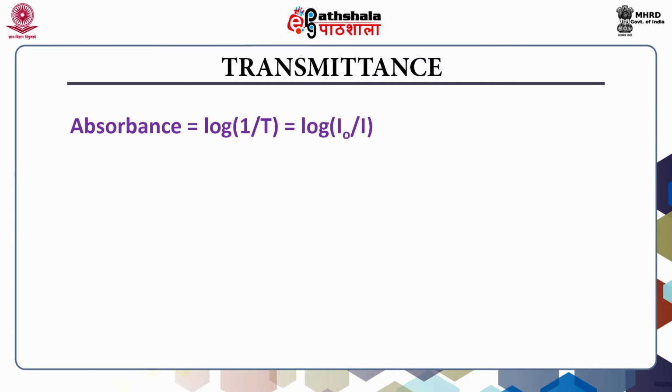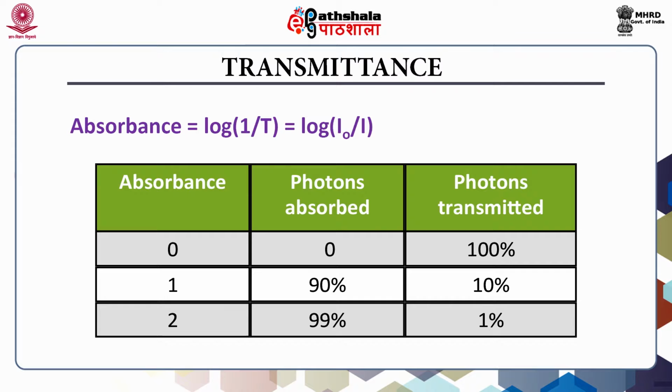Absorbance, denoted by capital A, is the logarithm of the reciprocal of transmittance. Absorbance equal to 0 represents no photons absorbed by the solution, meaning no analyte is present. Absorbance equal to 1 represents 90% of the photons absorbed by the analyte present in the solution and only 10% of the photons reaching the detector. Absorbance equal to 2 represents 99% of the photons absorbed by the analyte present in the solution and only 1% of the photons reaching the detector.